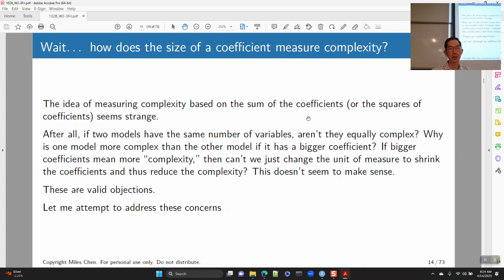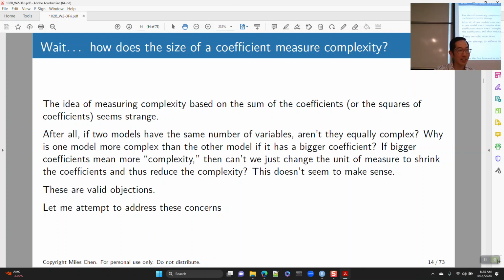And why would one model be more complicated simply because it has a bigger coefficient? Then another kind of problem with this is, okay, if bigger coefficients means more complexity, what if I just changed the units, right? If I changed the units, that's going to change the size of the coefficient, and I can artificially shrink my weights by changing the units, right? So instead of measuring in feet, I can measure in centimeters or something, and now my coefficients are going to grow or shrink.